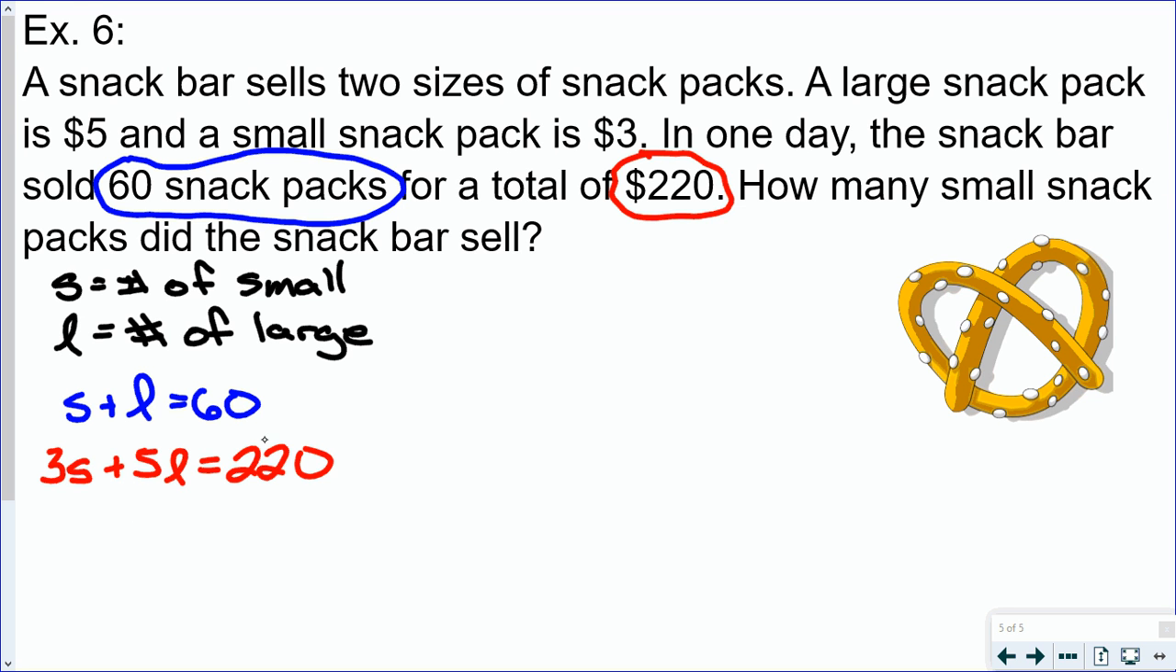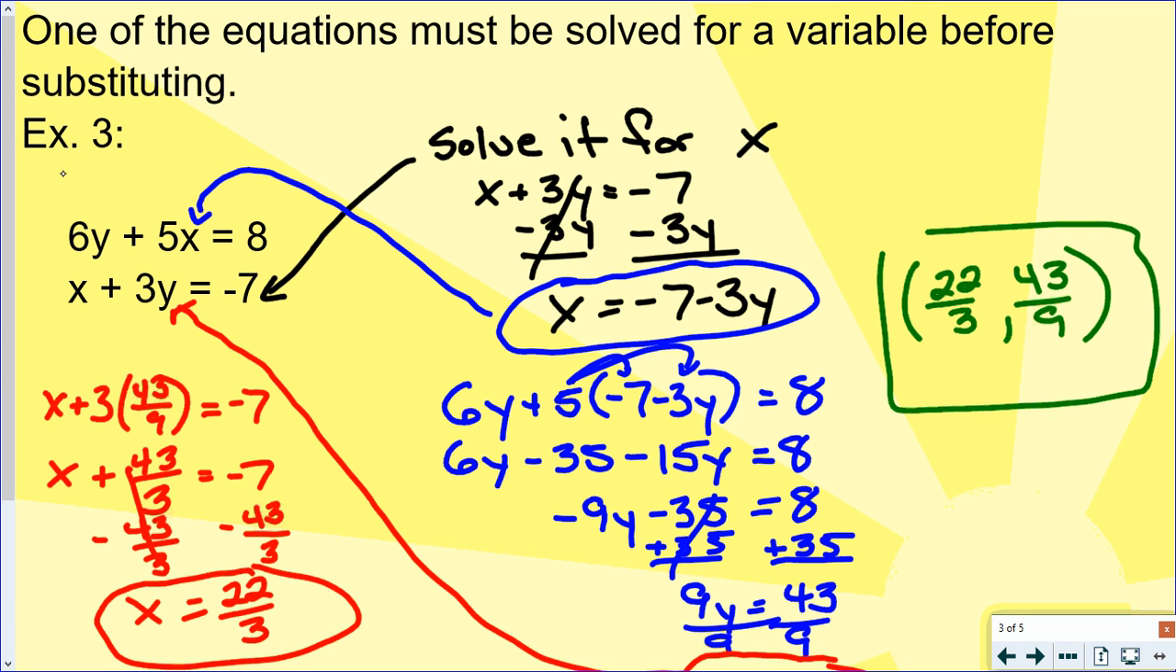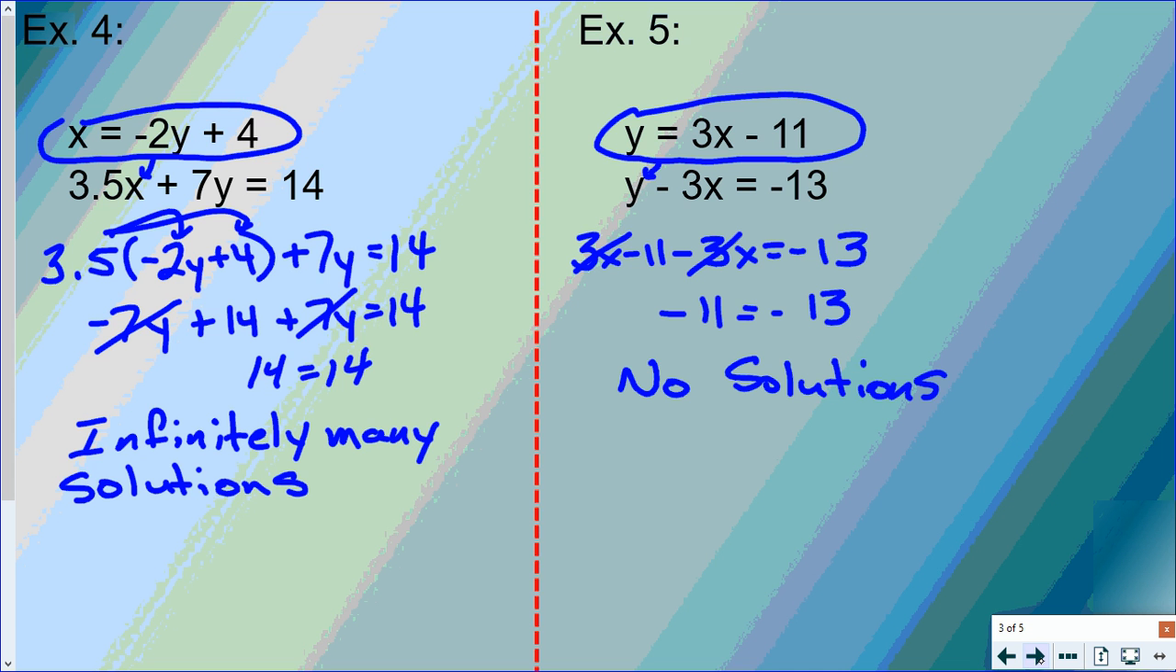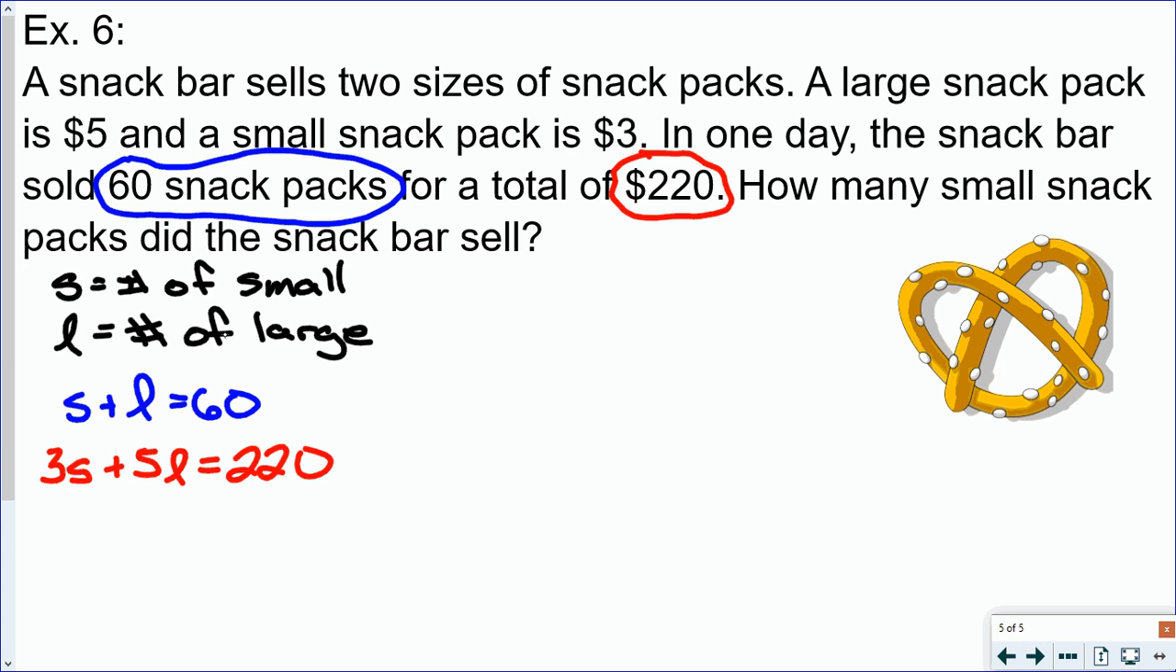Now, I don't have either of these solved for a variable. So remember, let me go back a couple slides. If you don't have an equation that's solved for a variable, then you want to solve one of them for a variable before substituting. And so I'm going to use this first equation because it's the simplest one, and I can either solve it for S or I can solve it for L. It doesn't matter. So let's solve it for S.